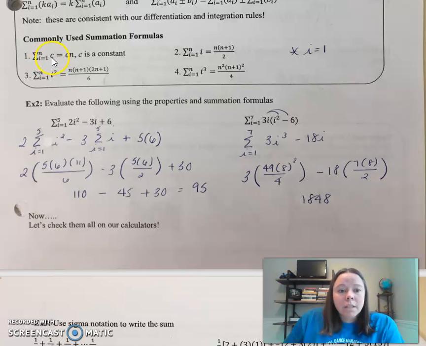But if ever it's a constant, you just multiply c by the number of terms. So c times n. If it's ever i, you can use this. You might remember doing this in geometry. We called it the handshake problem. But that's what this formula is. And then i squared, and then i cubed. And hopefully you're like, oh yeah, I've seen these before.